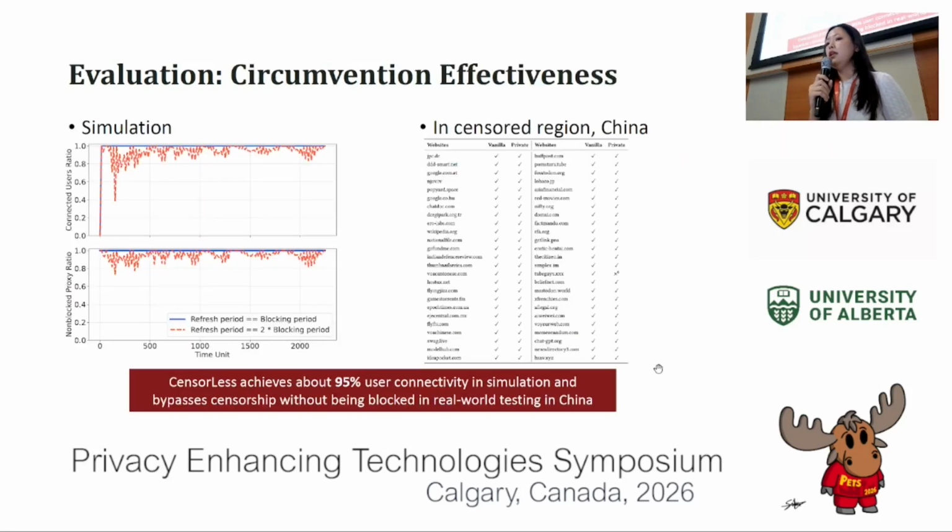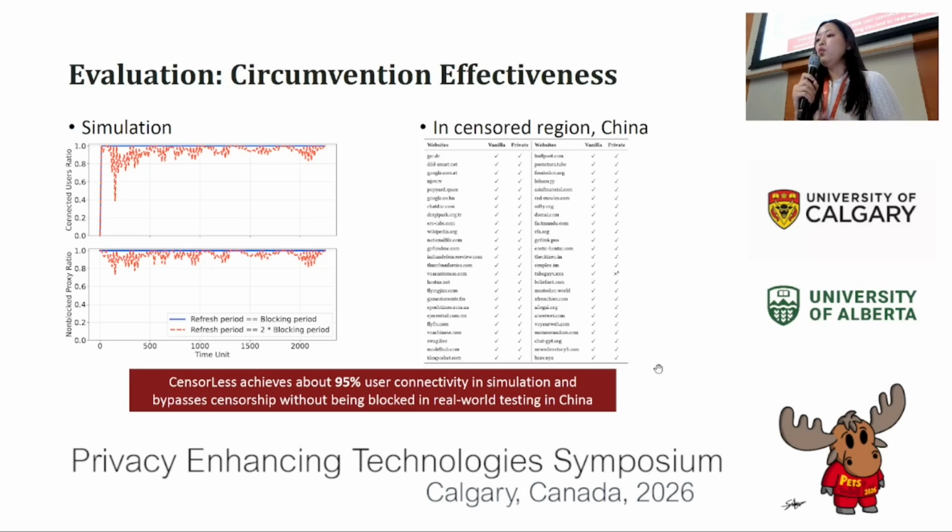We also evaluated the circumvention effectiveness both in simulations and in a real-world censor vision, Nanjing, China. In the simulator, we used a game theory censorship simulator, assuming that 50% of the clients are censoring agents capable of discovering and blocking proxies. So CensorLess achieves about 95% user connectivity with non-blocked proxies.